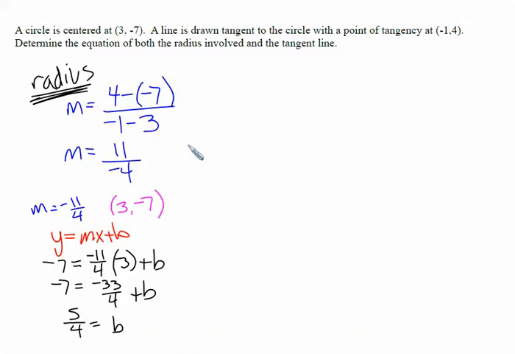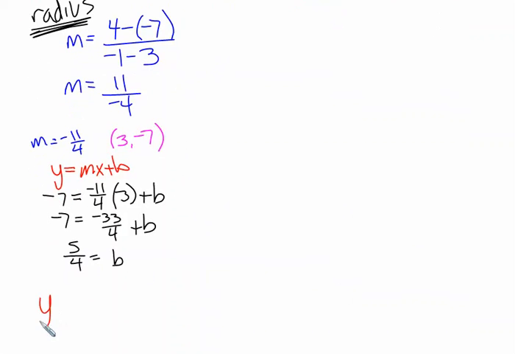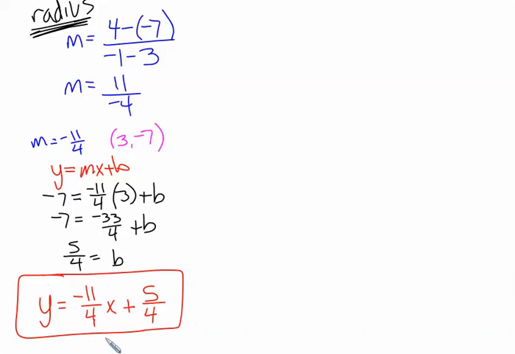So for the equation of the radius, our final answer will be that y is equal to negative 11 fourths x plus 5 fourths. Let's make that written a little bit clearer. That's the radius. Circle it, identify it, and it wouldn't hurt to label it either.